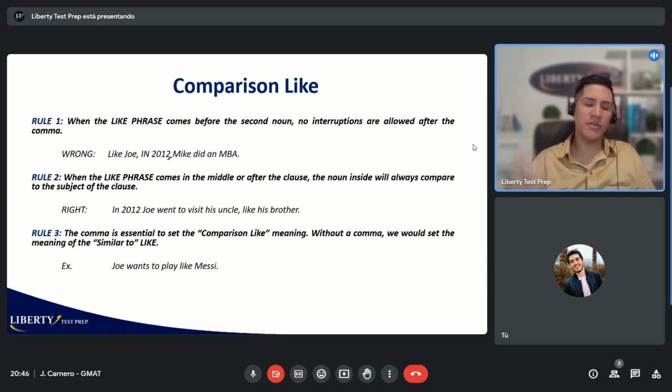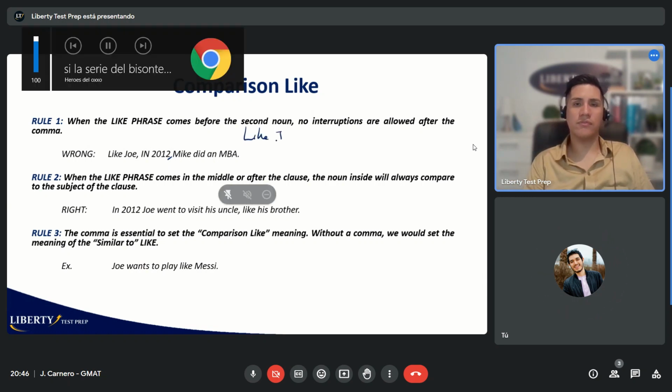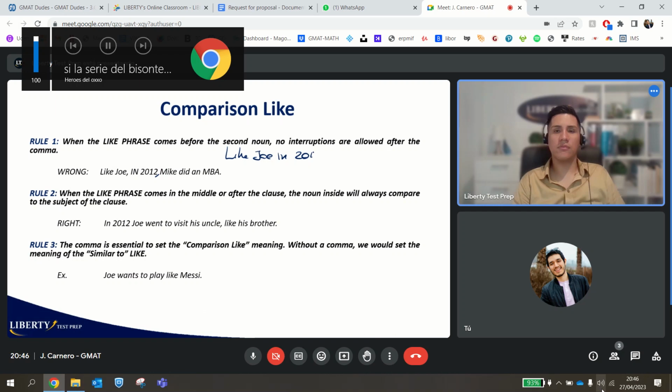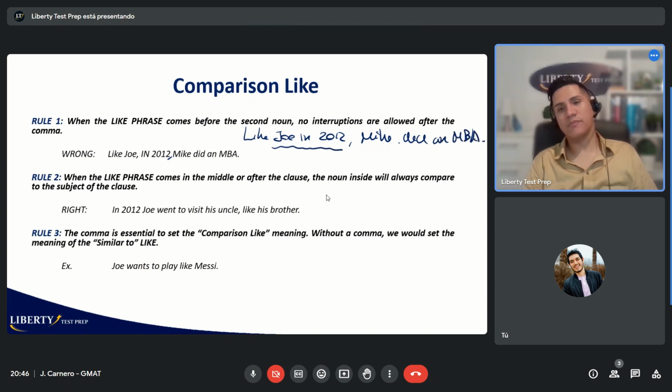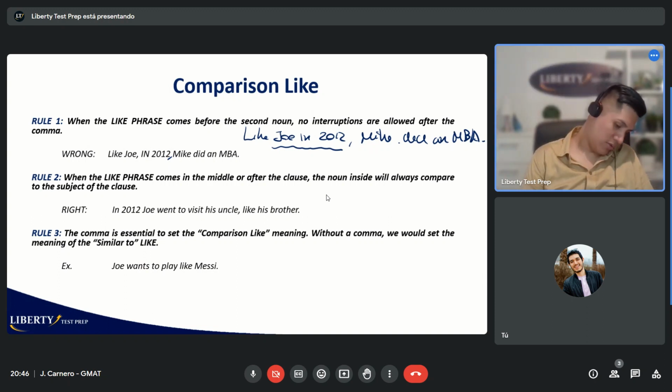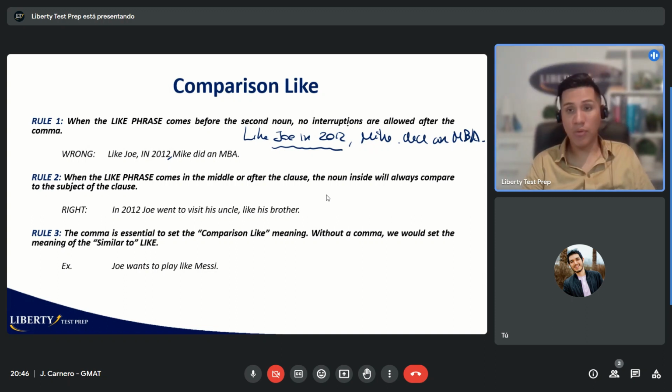Also, it would be correct if we have this: "like Joe in 2012," comma, Mike. That's fine. Why? Because here, "Joe in 2012" would be a whole noun phrase, so that whole noun phrase would be compared to Mike. That's fine, because a noun phrase is like a noun, and that noun is Joe. "In 2012" is just a modifier, but it's essential. You see? So that's not a problem. But this one is a problem: without a comma would be a problem.